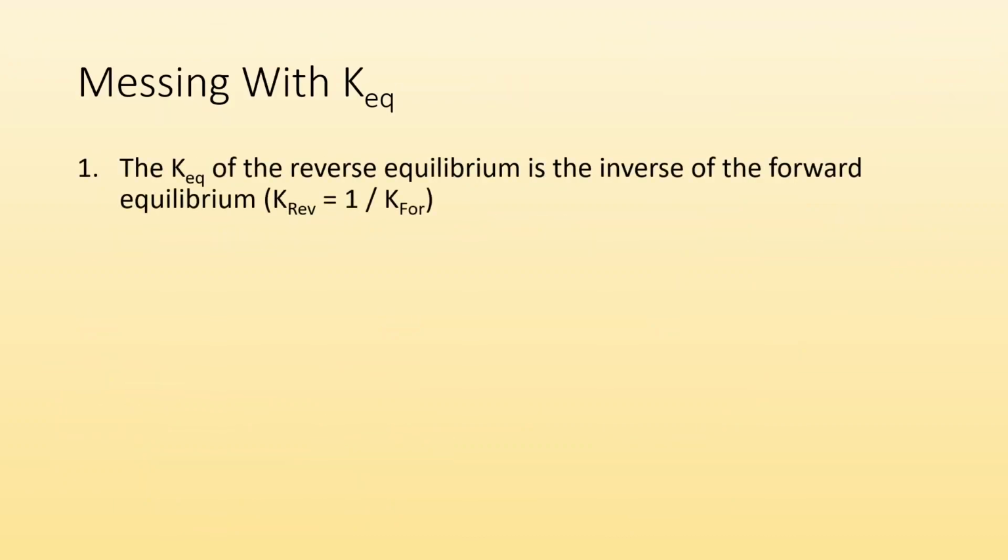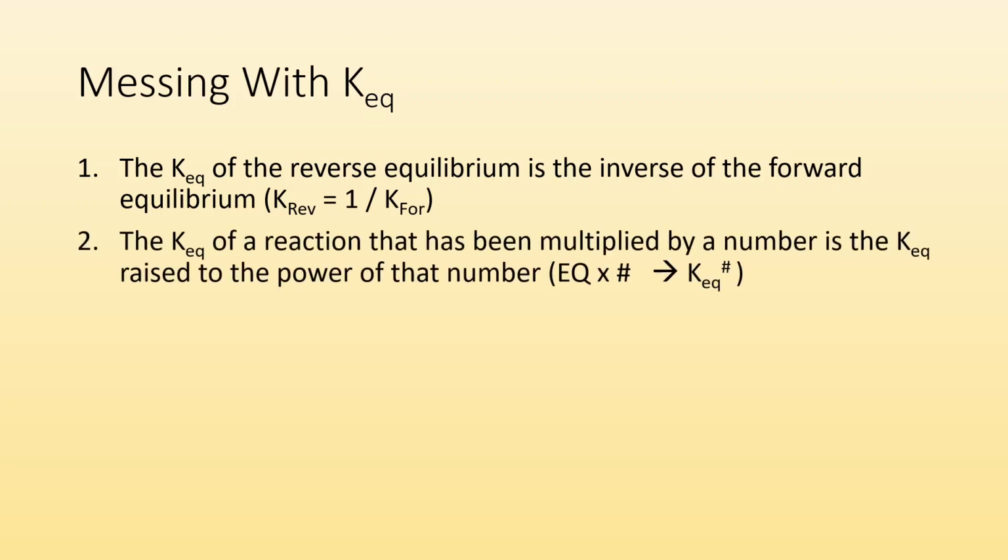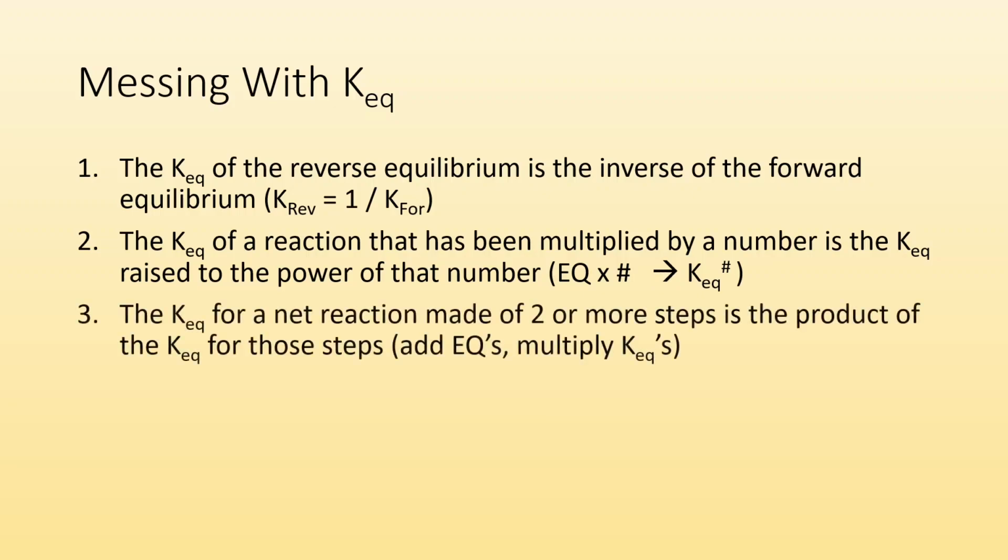All right, so summarizing. The KEQ of the reverse equilibrium is the inverse of the forward equilibrium, right? K for the reverse is 1 divided by K of the forward. The KEQ of a reaction that has been multiplied by a number is the KEQ raised to the power of that number. So whatever you multiply the equilibrium by, you got to put that KEQ value to the power of that number. And then if you have a net equilibrium from combining 2 or more steps, you got to multiply those KEQs together to get the KEQ of the resulting equilibrium.